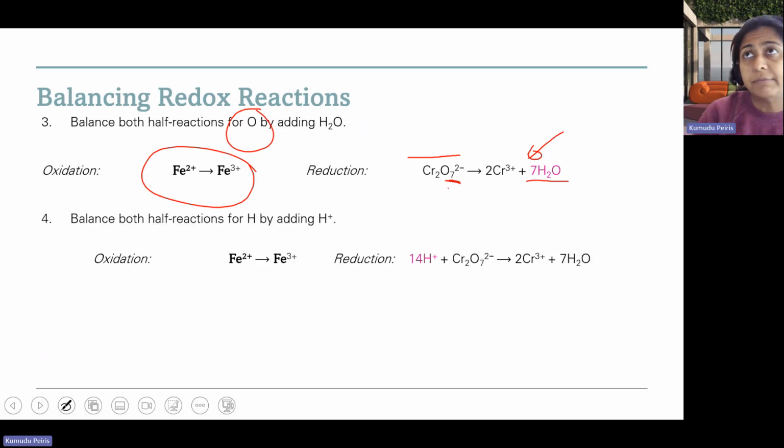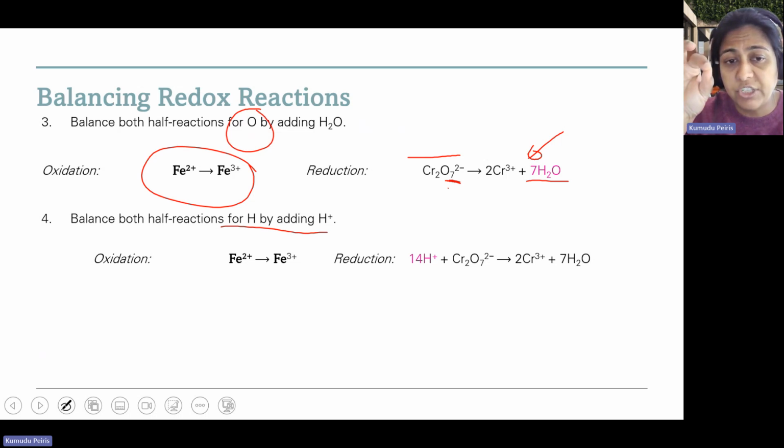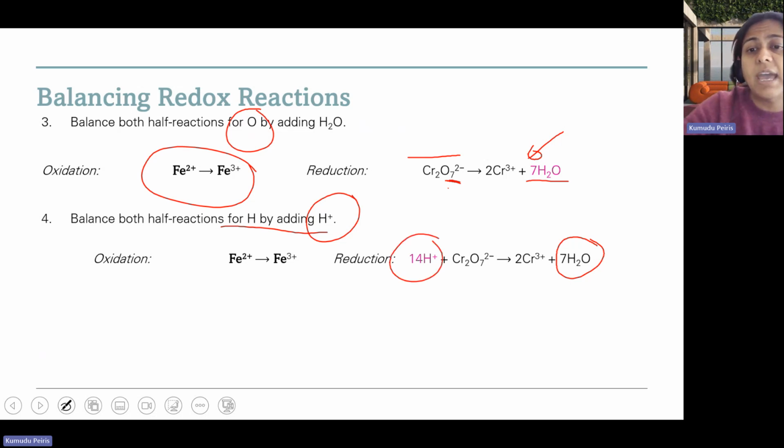Next step. Now, since we added the water molecules, we should balance the sides of these half reactions for the hydrogen by adding it as H+. Again, you don't need to worry about the oxidation half reaction since no oxygens or hydrogens are involved in that reaction. But in the reduction reaction, in the previous step, we added 7 water molecules to the product side. Therefore, we now have 14 hydrogens.